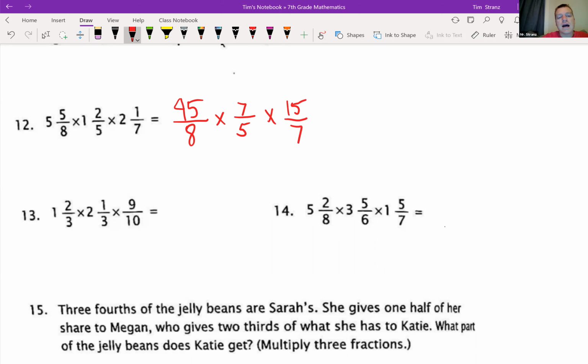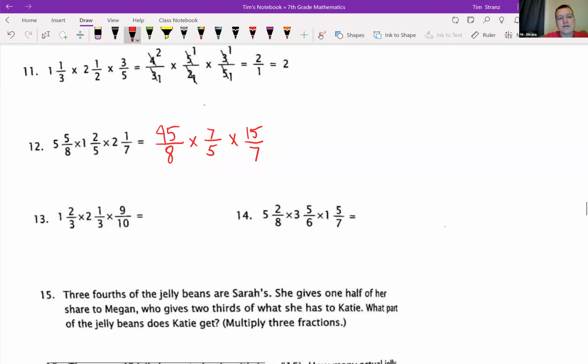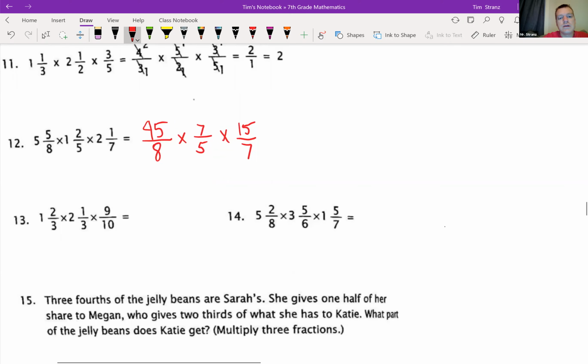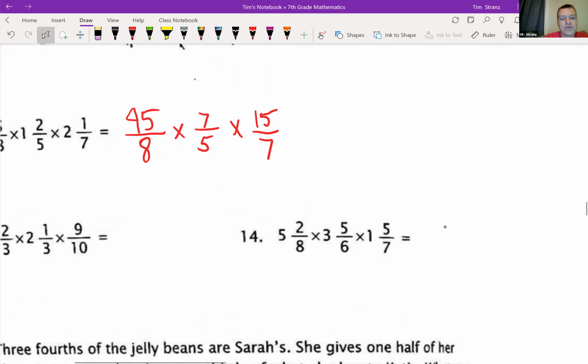Okay, I need to multiply by the lowest common denominator of 8, 5, and 7. Which is going to be, and actually what I can do is I can actually cancel. Let's try to do that first. So I'm actually going to cancel out my 5. That goes into 5 once. Goes into 45 9 times. Okay. That is the only thing I can cancel. So I'm just going to multiply straight across now on this one.